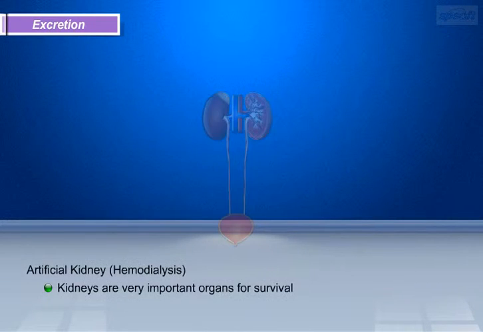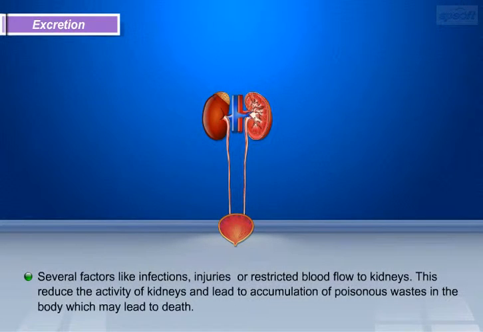Let us discuss the functionality of the artificial kidney, which is also known as hemodialysis. Kidneys are very important organs for survival. Several factors like infections, injuries or restricted blood flow to kidneys reduce the activity of kidneys, and lead to accumulation of poisonous wastes in the body, which may lead to death.